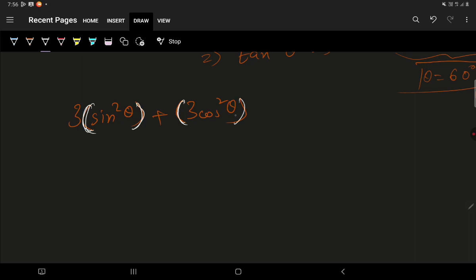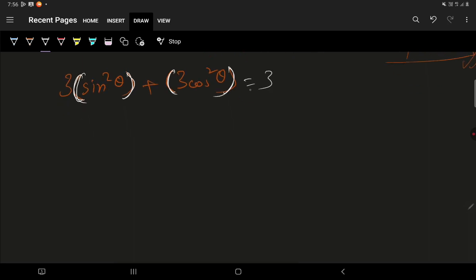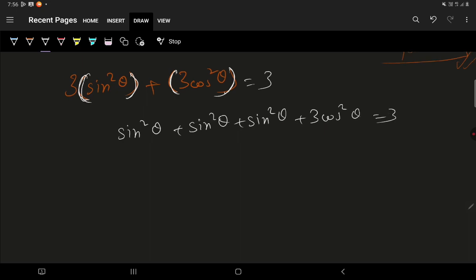Okay, just see how I am putting the brackets, because the way I put the brackets will also indicate the way I will be solving it. So I can say this will be 3. So sine square theta plus sine square theta plus sine square theta plus 3 cos square theta is equal to 3. Now we'll be applying AM-GM.